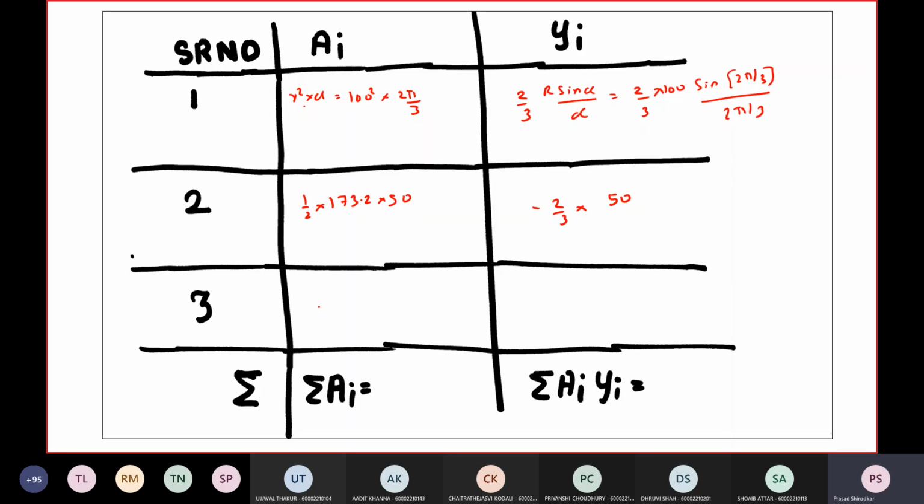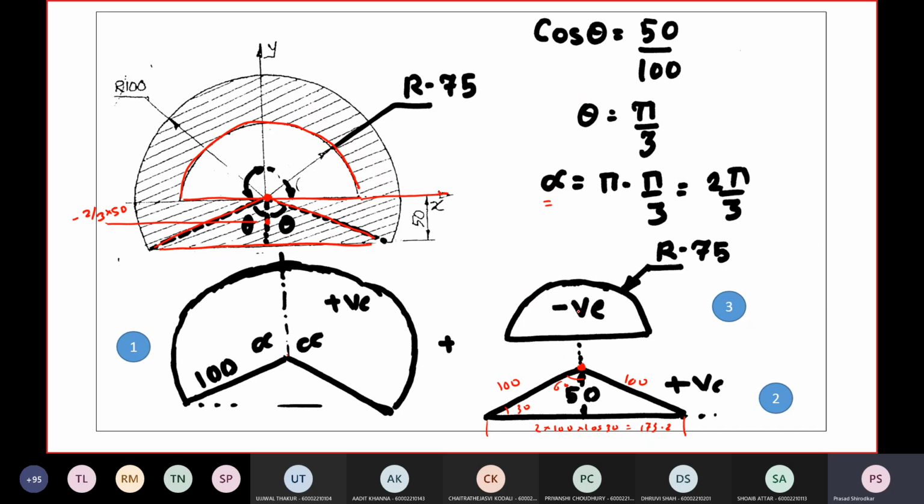And third will be the semicircle, that is pi into 75 square divided by 2, half of the circle. And for a semicircle, the centroid is 4r by 3 pi from the base. So that is 4 into 75 divided by 3 pi. If I just mark it on the semicircle, it is somewhere over here.